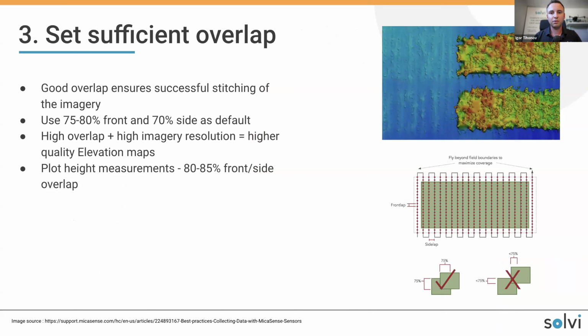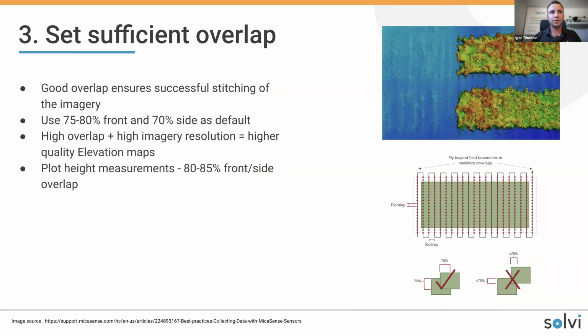But the lower the overlap, the higher the risk that the imagery will not stitch well, or you will see some sort of artifacts after the imagery is processed. So if the flight time allows, go with 80 frontal and 70 side overlap, and you should be safe.